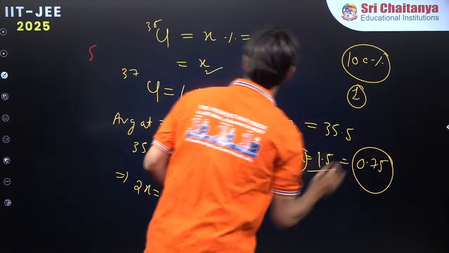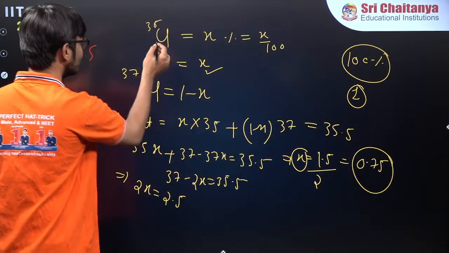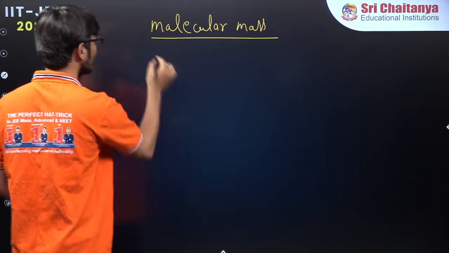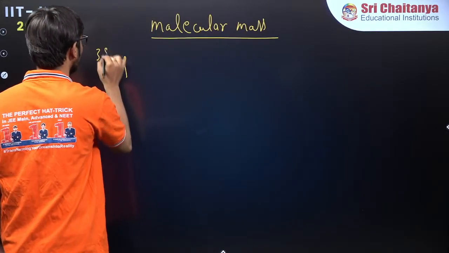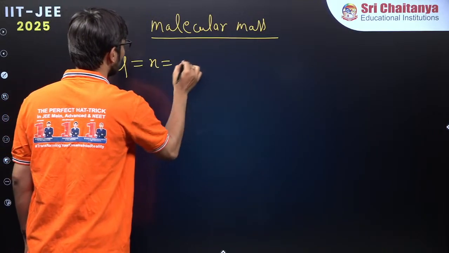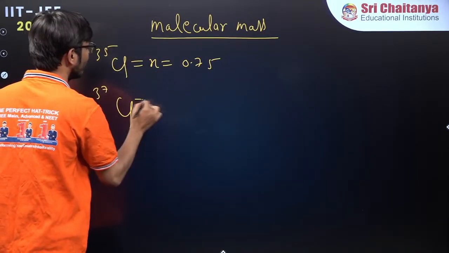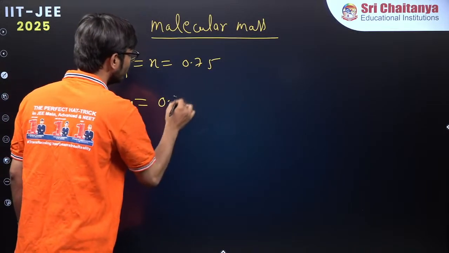X value is 0.75. What is x value? We have assumed chlorine 35 to be x. So chlorine 35 is equal to x, which is equal to 0.75. So what is chlorine 37? Chlorine 37 is equal to 0.25.